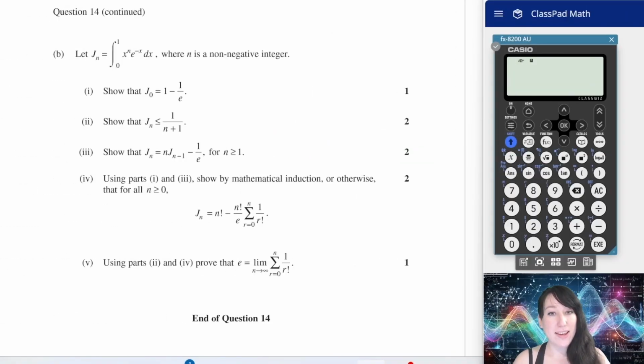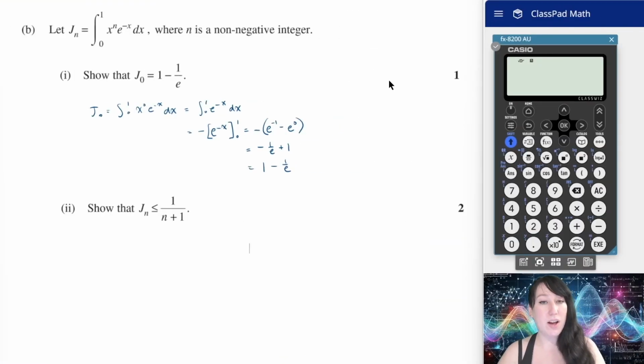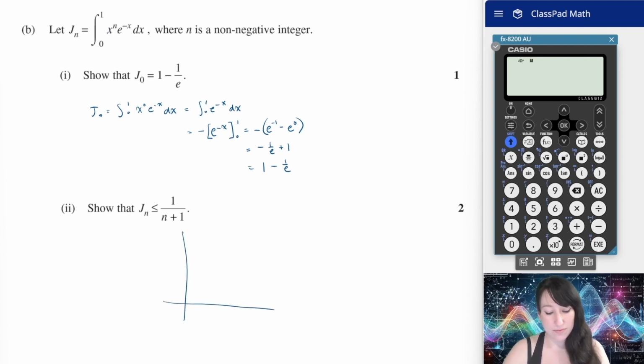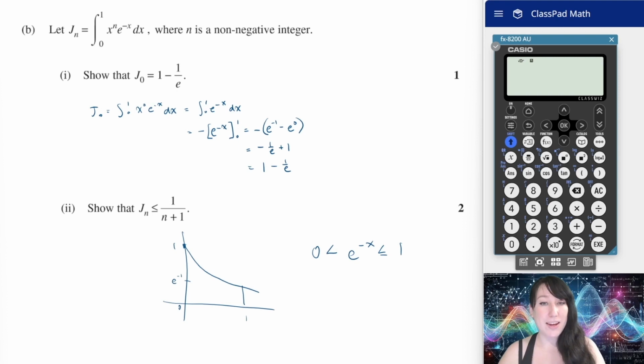Part 2. Show that Jn is less than or equal to 1 over n plus 1. So let's consider on the domain from 0 to 1, like our integral, what the function e to the negative x looks like. Between 0 and 1, e to the negative x itself is between 0 and 1, and it can include 1 but not 0. Now, what about x to the n times e to the negative x? Let's multiply by x to the n.